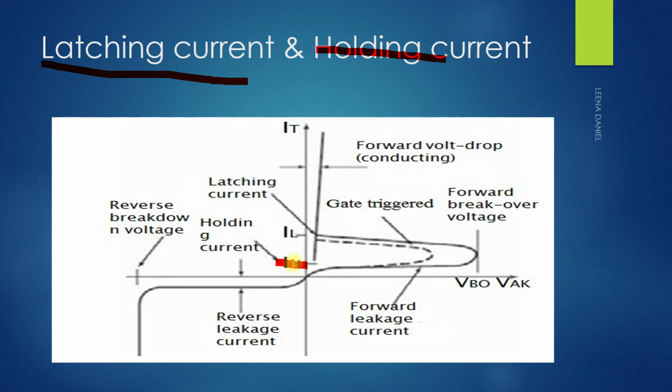So this is the current which holds the thyristor in the on position, and after this point the thyristor will turn off. This is the minimum anode current after which the thyristor gets into the off state, and this current we define at the time of turn off. So holding current is associated with the off process of the thyristor.